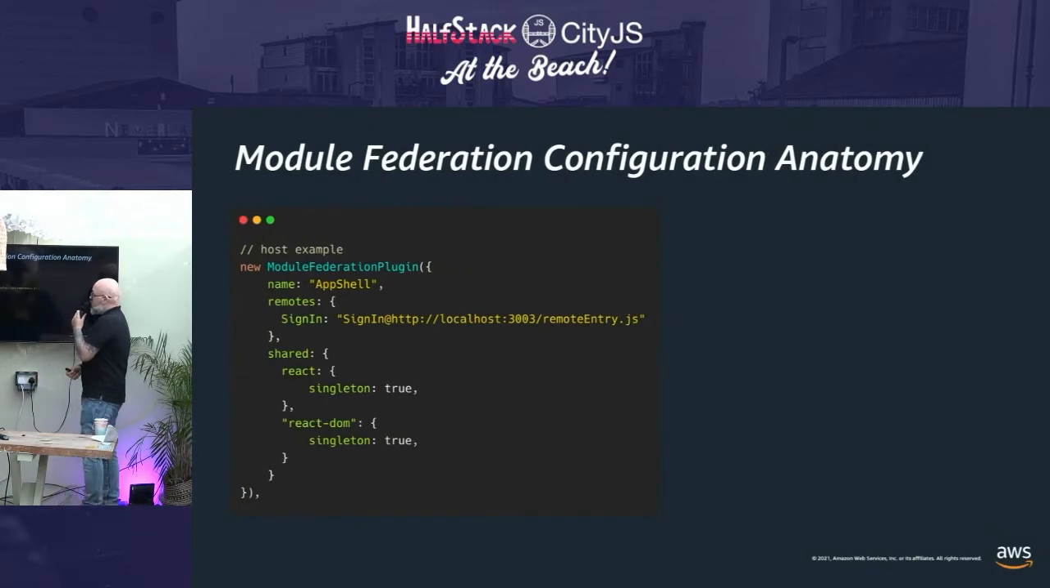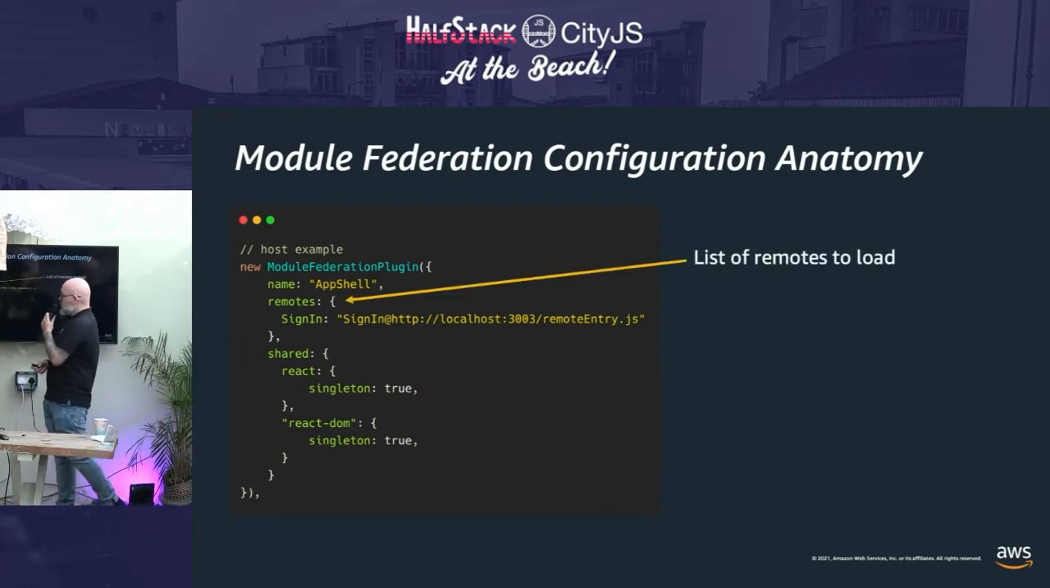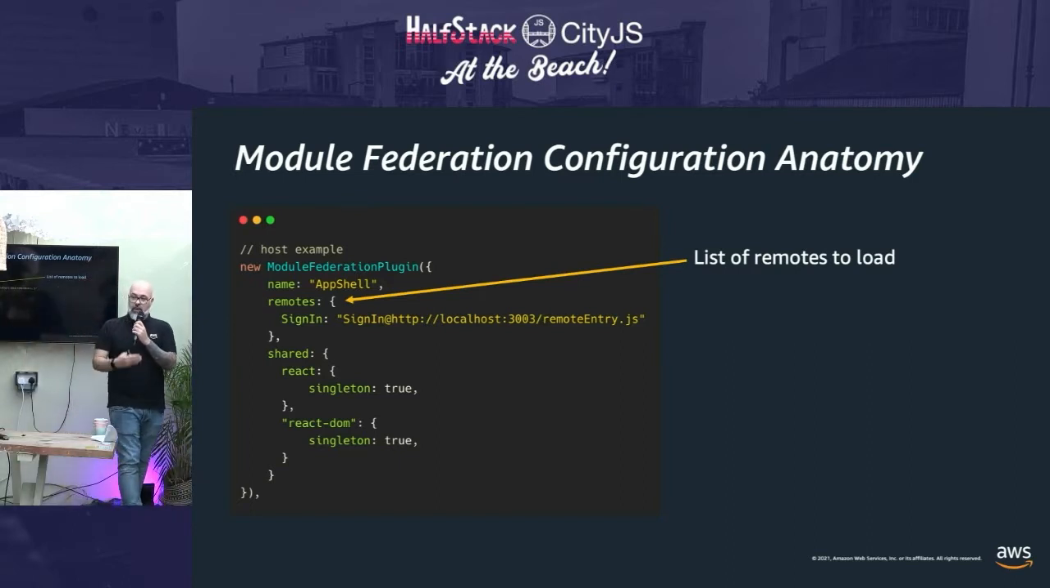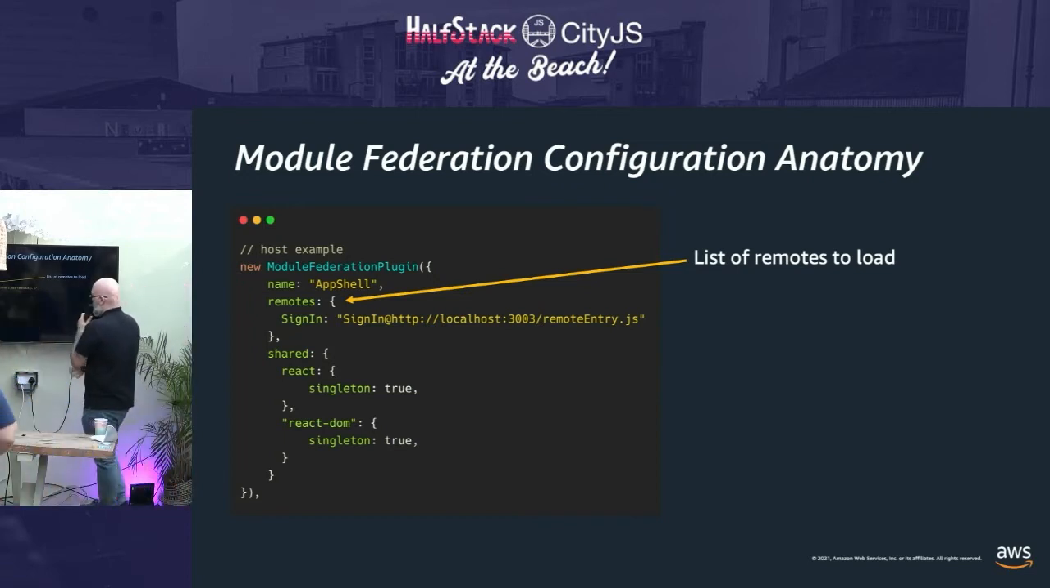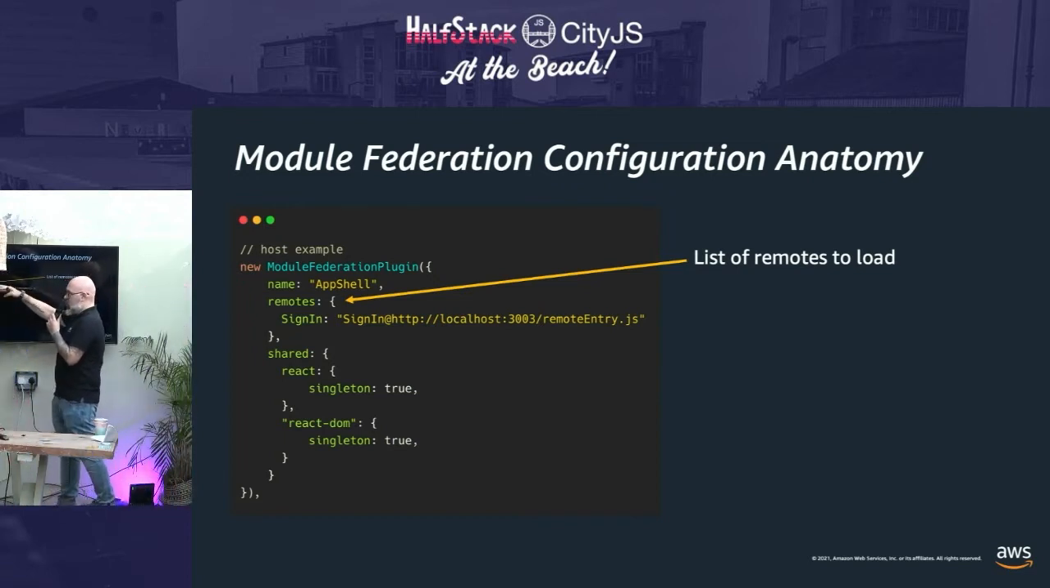Then, when we talk about the host, it has a slightly different implementation. The first thing is you list all the remotes. So how many micro-frontends I want to load inside my container. In this case, I just have this one, but potentially I can have 10 of them. It's no problem. It's up to you how you want to handle that.